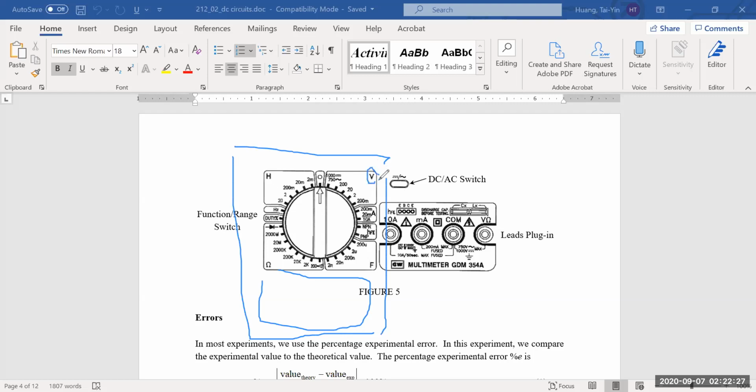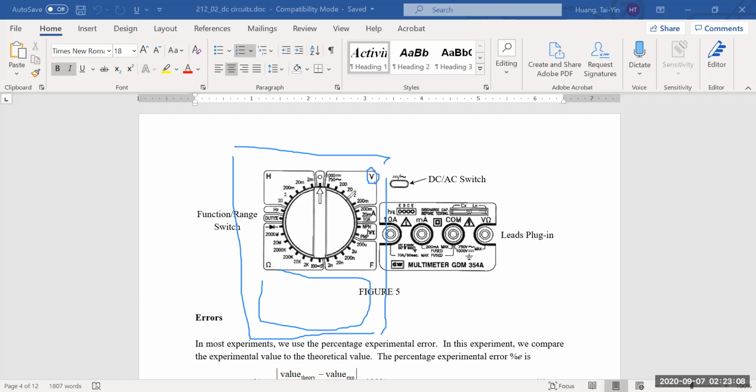V indicates that this is where you set the range to measure the voltage. You can see the range goes from 200 millivolt to 2V to 20V to 200V and above. So in other words, when you want to use a voltmeter to measure voltage, you rotate the switch to the appropriate range. For example, if you want to measure something that's less than 20V, you rotate this until you get to the 20 range. So anything below 20 can be measured.